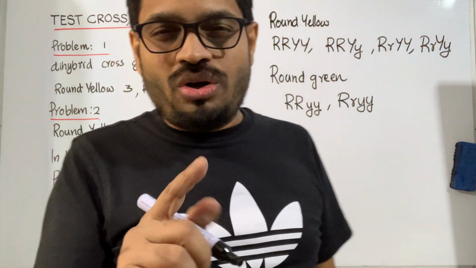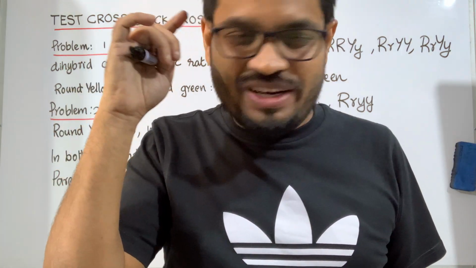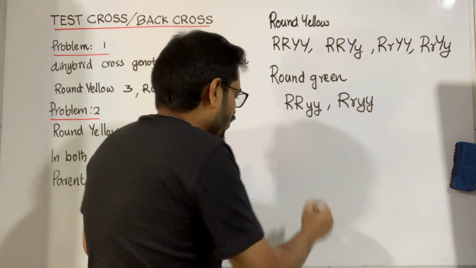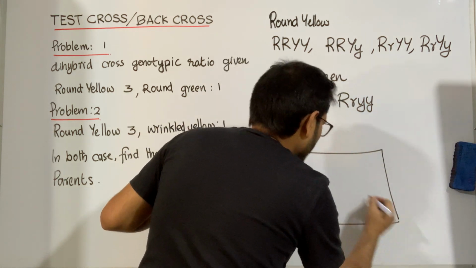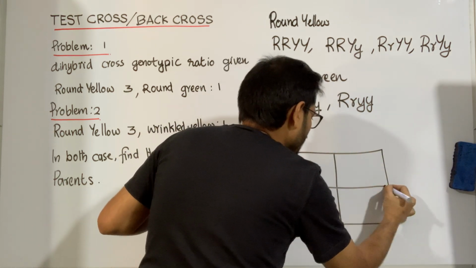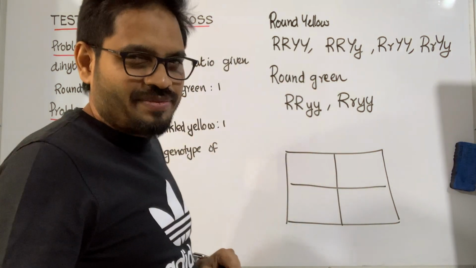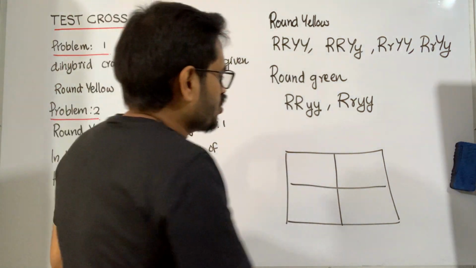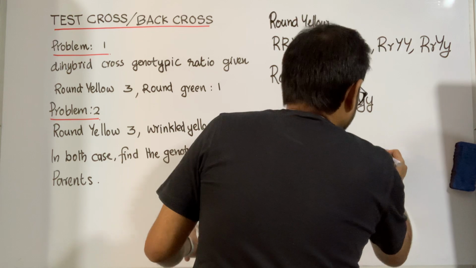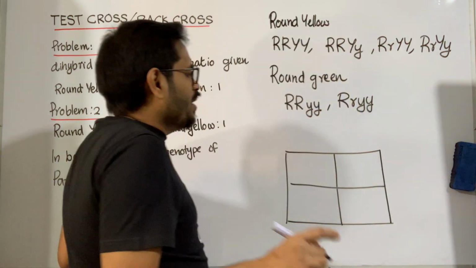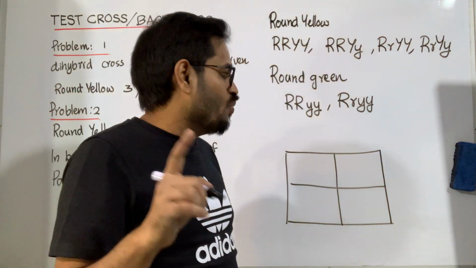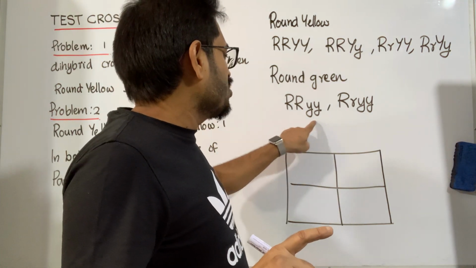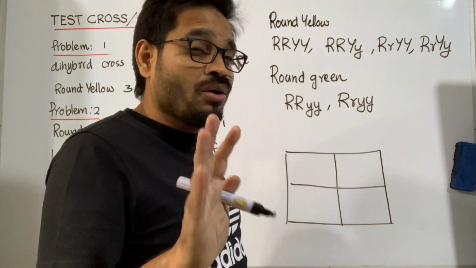How to solve such questions? Come on, here we go. First of all, draw a checkerboard with 3:1 ratio. That means we need 4 boxes, a Punnett square with 4 boxes. And after drawing that, one part is very clear for you. You are supposed to get what? The round green one.